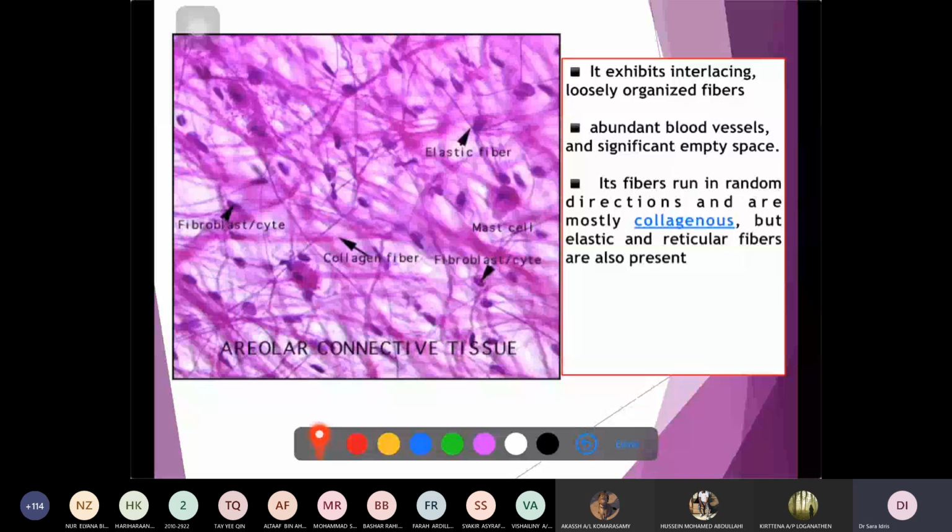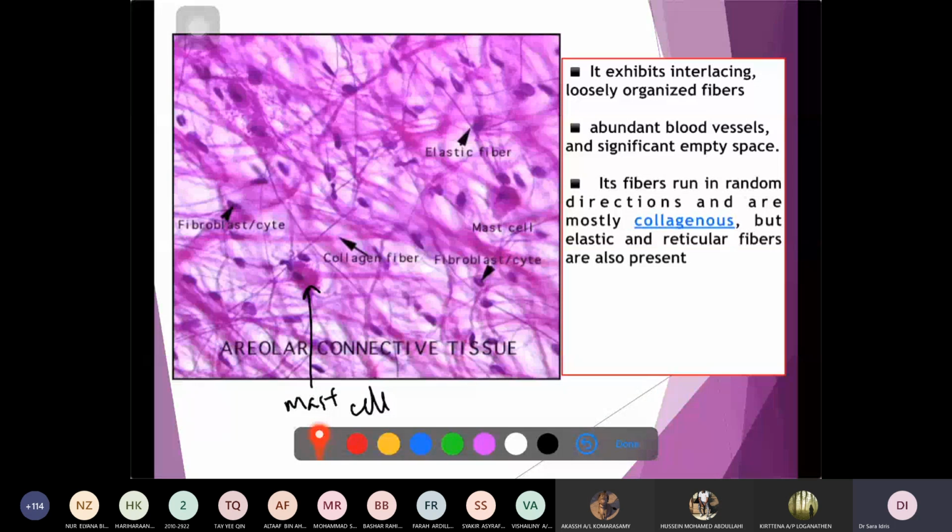You have some blood vessels sometimes if you look through certain areas, and you find that all the fibers run in random directions. Mostly you find collagenous fibers, which occur in bundles here, but you also have elastic fibers interspersed between the collagen fibers. The long ones here are all your collagen fibers, and you can see that you have a lot of cells. See this cell here? That's a mast cell. You can see a lot of granules, the basophilic granules. You can also find another mast cell here.